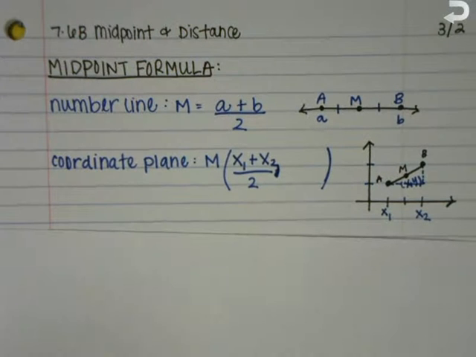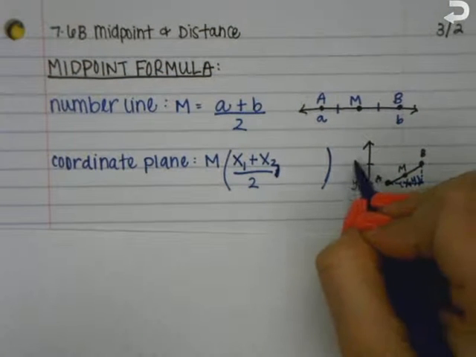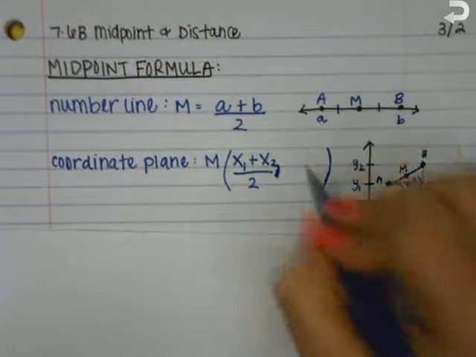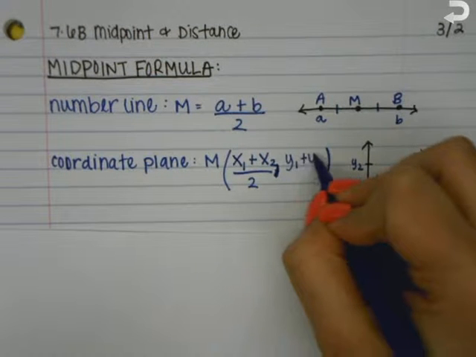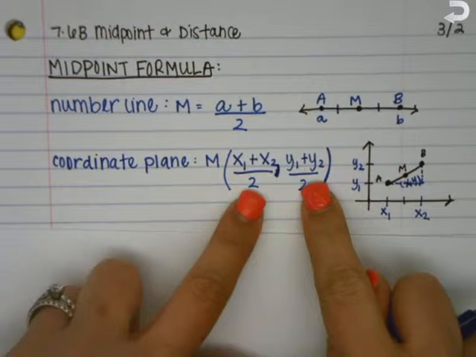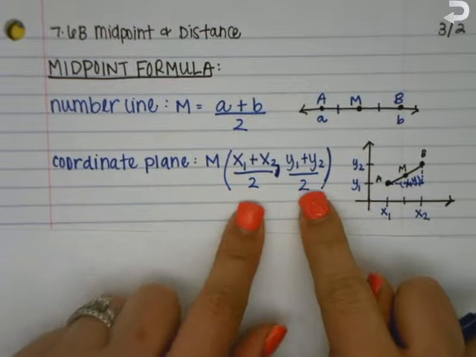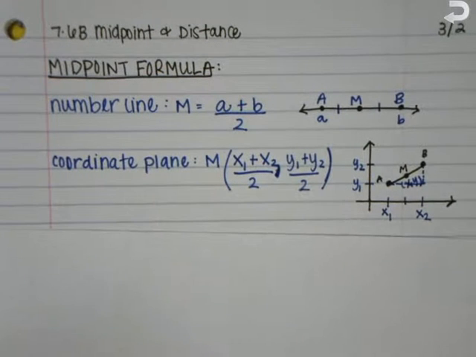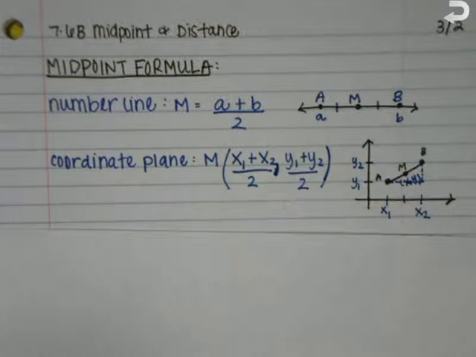Exact same thing with y. So we have y sub 1 and y sub 2. So we do y sub 1 plus y sub 2 and divide it by 2. Do we do anything with these after that? No. Your answer will come out as a coordinate, so an x, comma, y. Okay? That would be your answer. That's your midpoint formula.